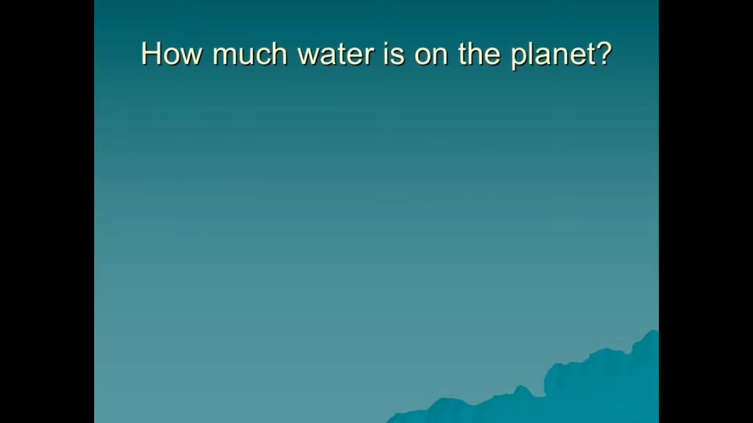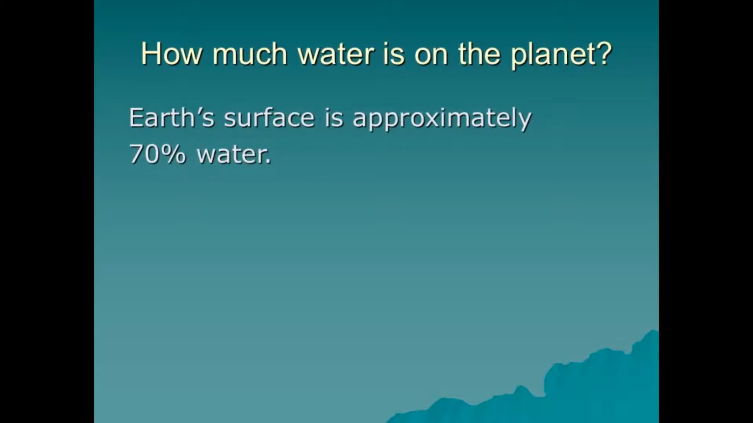Alright, how much water is on the planet? The entire planet is 70% water. The Earth's surface is approximately 70%. Sometimes I hear 75. It's just an approximate amount. Can you imagine trying to measure all that water? This is also another important detail you should definitely copy directly into your notes because you're looking at a test question answer. Earth's surface is approximately 70% water.